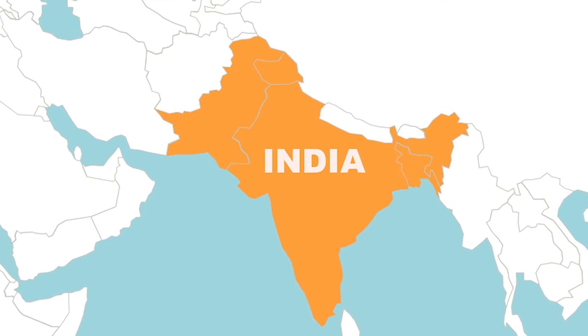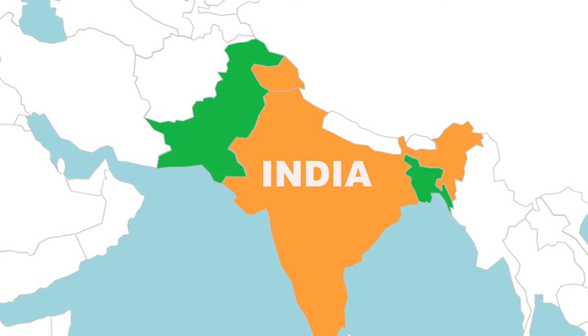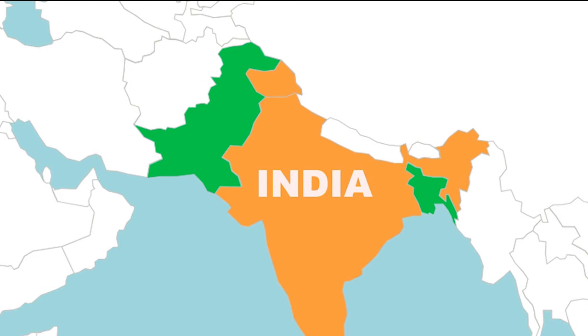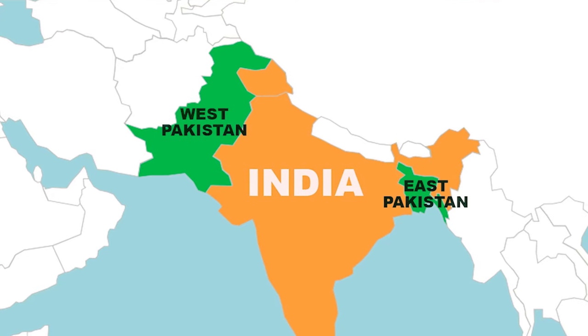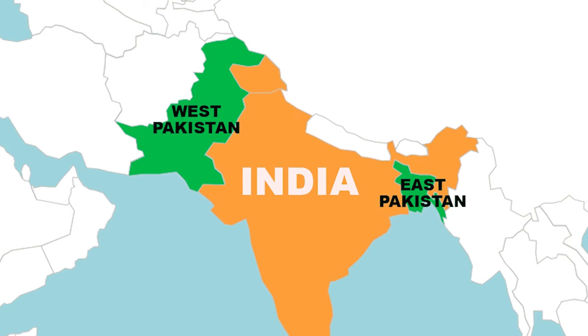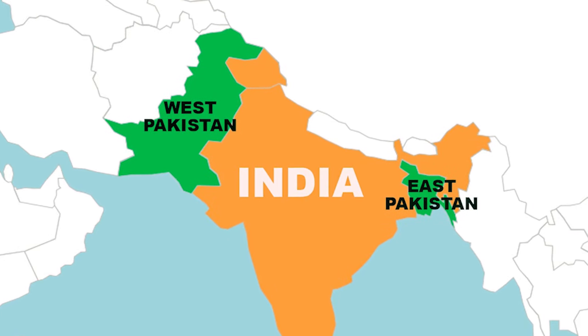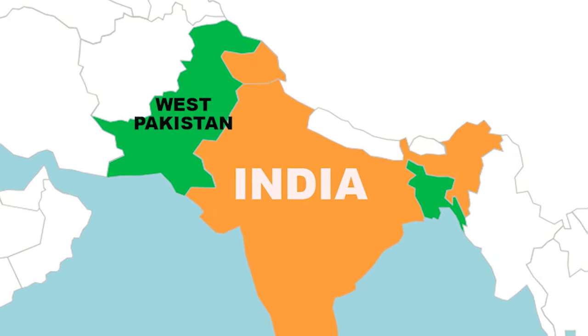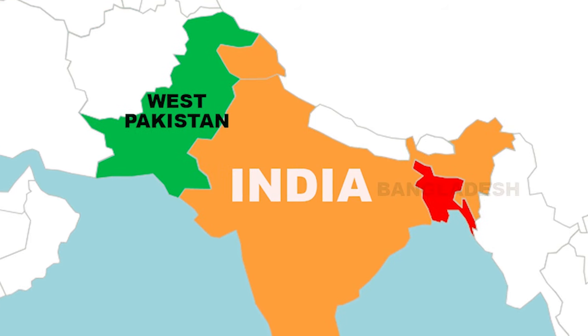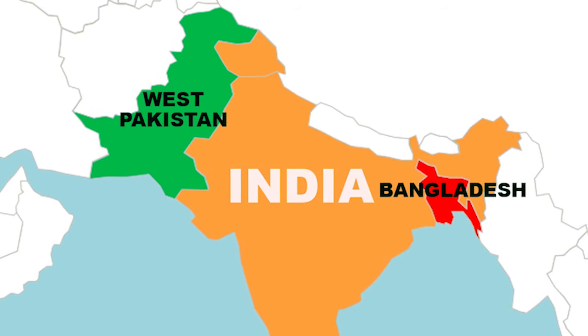In 1947, India underwent partition along religious lines. The partition of India in 1947 resulted in the creation of Pakistan. In 1971, Pakistan itself split, giving rise to the formation of Bangladesh.